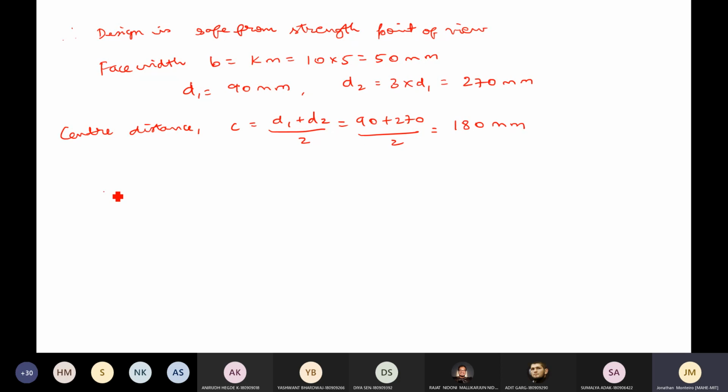What does center distance mean? So you have a pinion, you have a gear joining. So from here to here, it is called the center distance. So it is d1 plus d2 by 2. It's actually the average of the pitch circle diameters. So this completes the design for this particular problem.